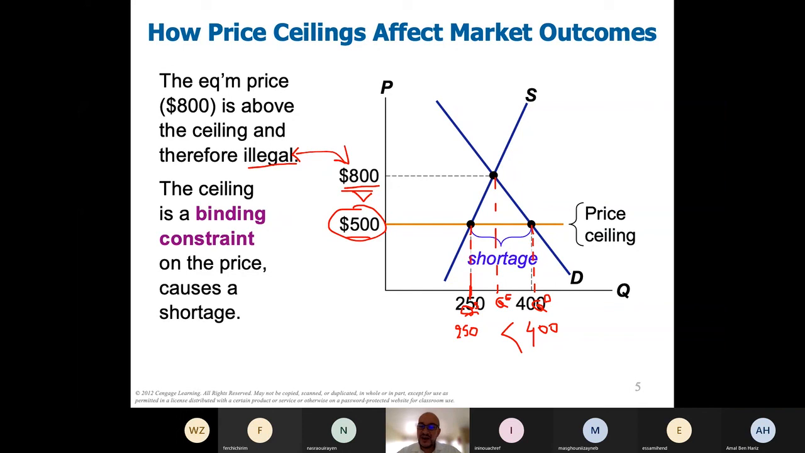These few sellers can sell only 250 apartments. On the other side, with a rent of $500, more buyers come to the market because more buyers can afford such apartments. We end up with a quantity demanded of 400 and 250 supplied, which makes an excessive demand, a situation we call a shortage. Here, government intervention created a shortage in the market.